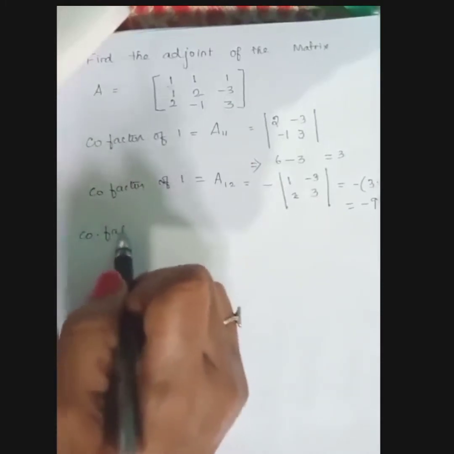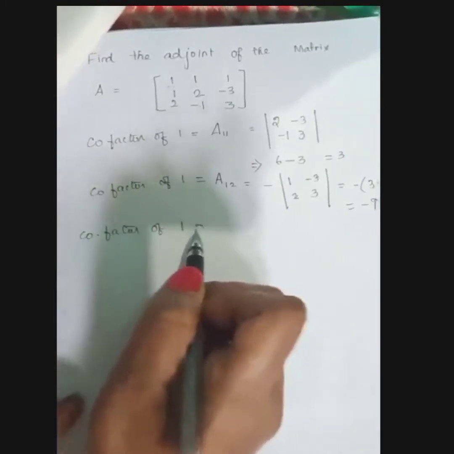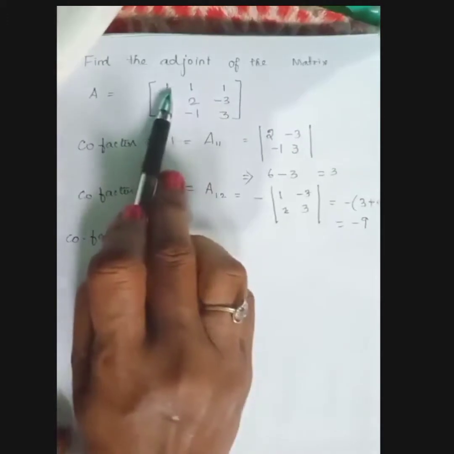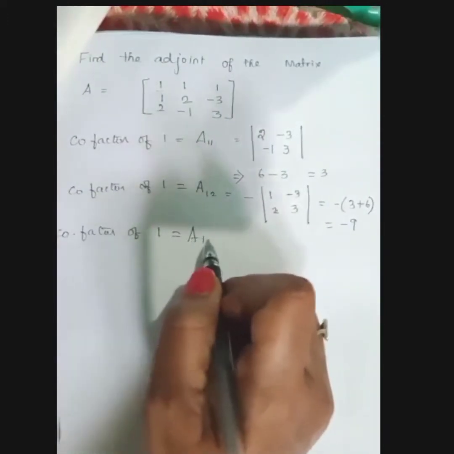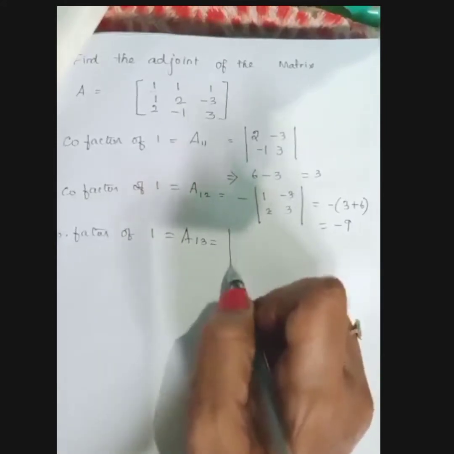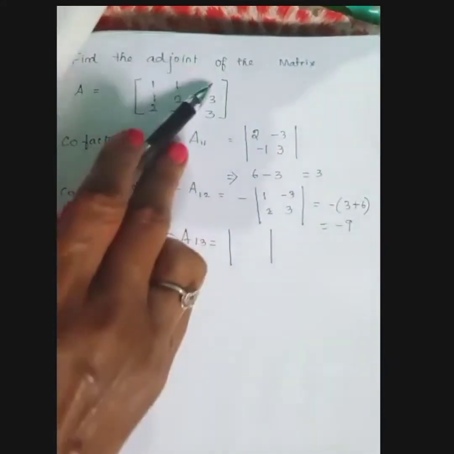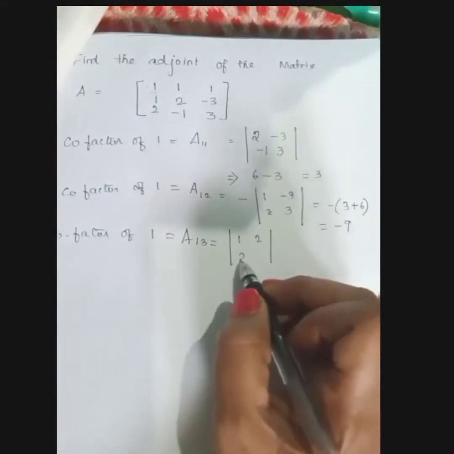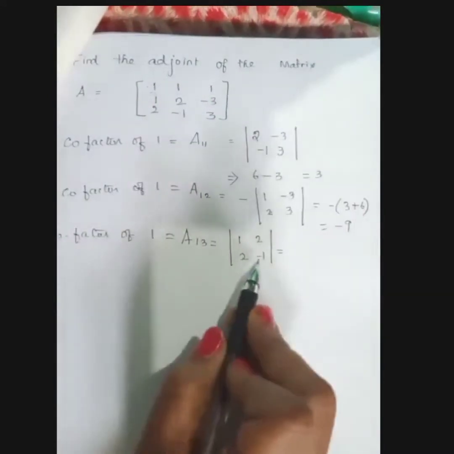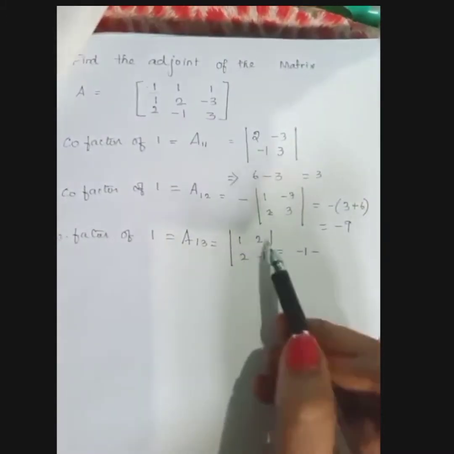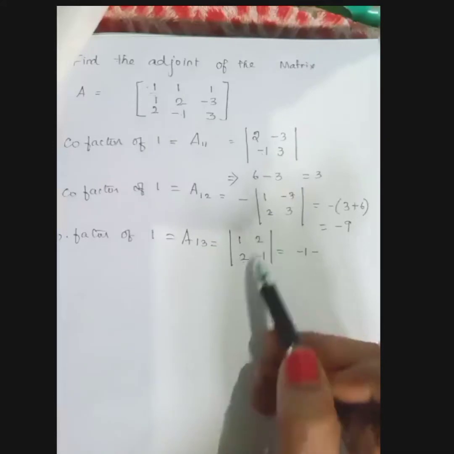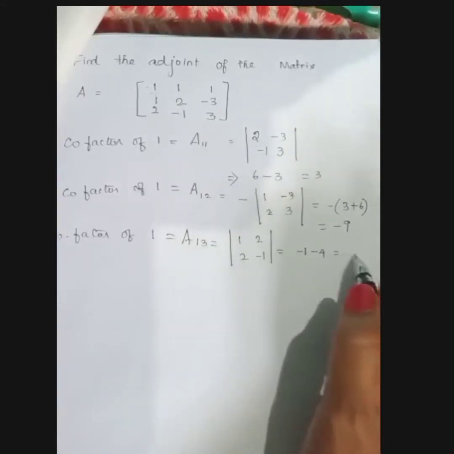Similarly, the cofactor of 1, that is the element in the first row third column, which is denoted by A13, is nothing but the determinant of, leaving this column and this row, we have 1, 2, 2, minus 1, that is the product of these two is minus 1, minus the product of these two elements, which is 2 into 2 is 4, so totally we have minus 5.